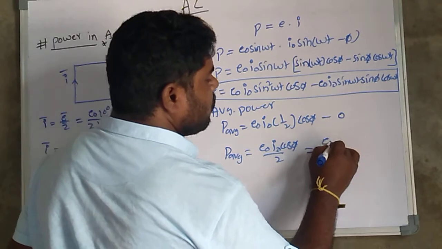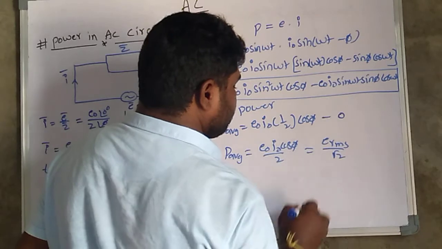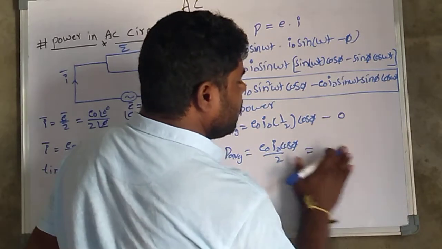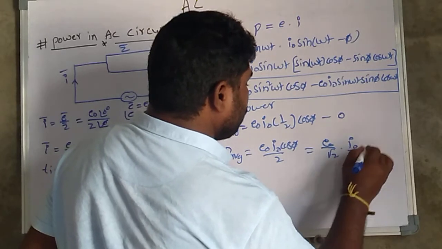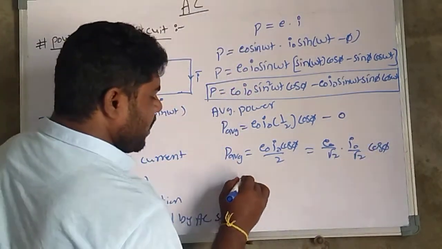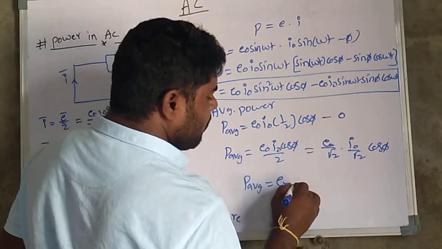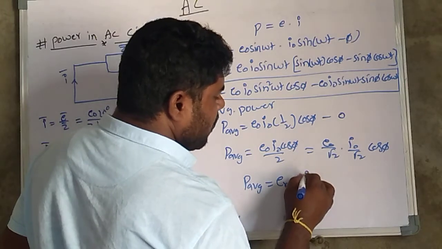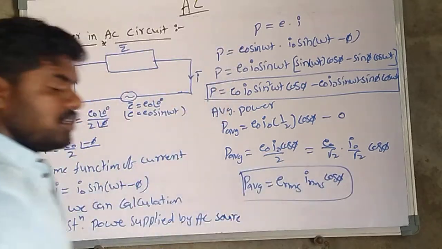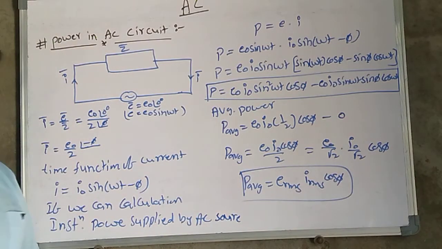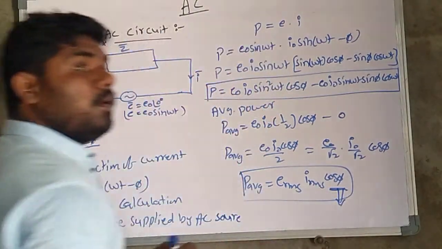That is equal to E naught by root 2 into I naught by root 2 into cos phi. This final average value is E naught by root 2, which is E RMS, times I naught by root 2, which is I RMS, times cos phi. This is the average power, and this cos phi we call the power factor.